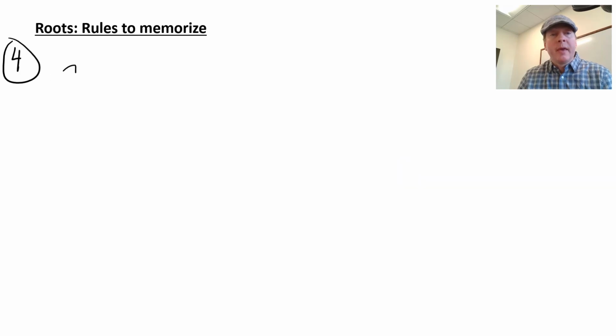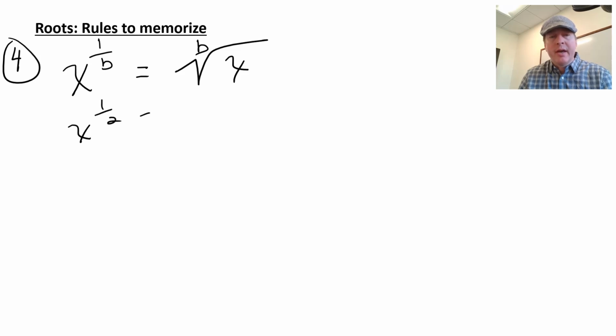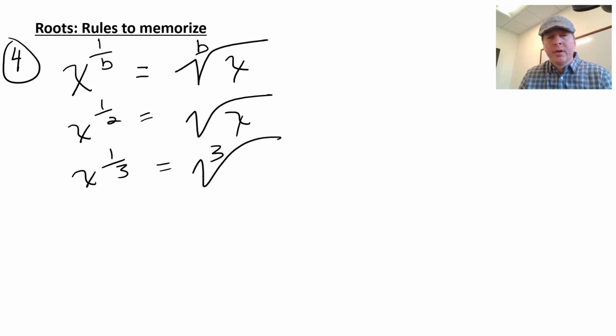Let's look at another rule. X raised to the power of, let's say, 1 over b is the b-th root of x. So we know that x to the 1/2 is the square root of x. We know x to the 1/3 is the cube root of x. So the index number, as it's called, goes inside that little divot there. For x to the 1/2, there's an implied 2.